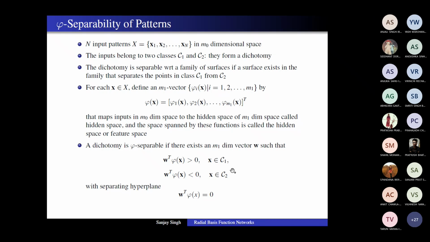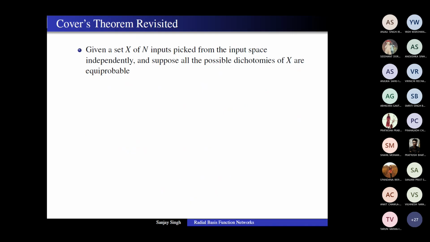To find the separating hyperplane boundary, you always equate W transpose phi(x) equal to 0. So it is not W transpose x equal to 0 anymore, because it is now nonlinearly transformed. How do I know it's a nonlinear transformation? Because each phi is of nonlinear nature, so whatever we apply also gets mapped nonlinearly. This kind of separability we'll call phi separability of patterns.